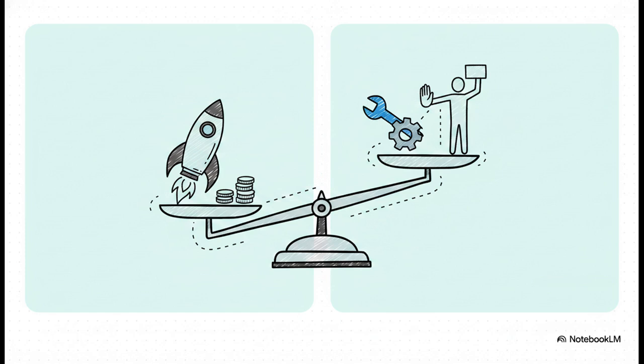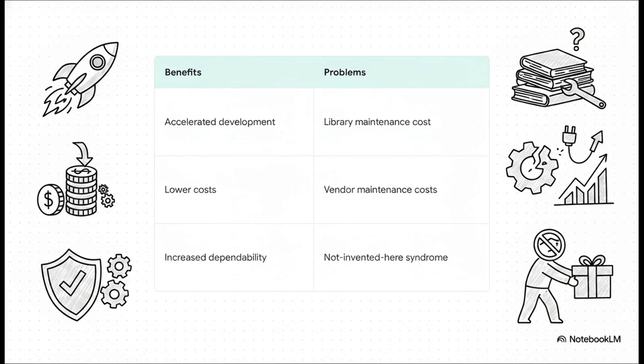On one hand, we've got accelerated development and lower costs, but on the other, we have creeping maintenance costs and some fascinating psychological barriers like the not invented here syndrome. Let's look at the exact specifics you need to memorize. Okay, the crucial point for your test is that you must be able to list at least 3 benefits and 3 problems. Let's walk through this methodically.